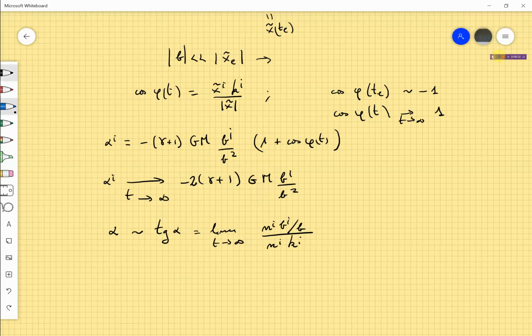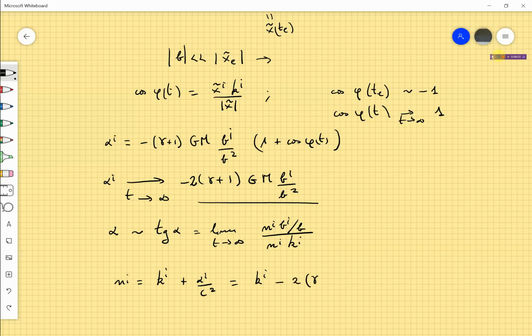in black maybe, ni is ki plus alpha I divided by c squared. To this order of approximation, this is ki, and we just computed the value of alpha I, and this is given here. It is minus 2 gamma plus 1 gm bi divided by b squared, and then we have another factor of c squared, this factor here.